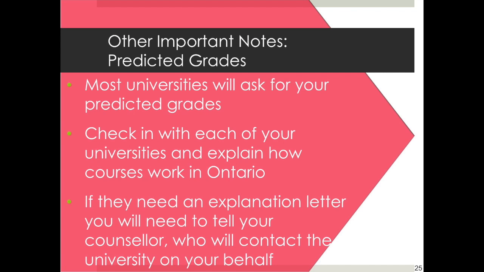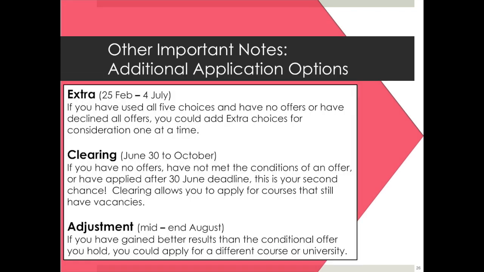So you can check in with each of your universities and explain how courses work in Ontario. However, they're almost always going to need some kind of explanation letter. So tell your UPO counselor, and we will contact the university on your behalf. So usually we'll have to give them something in the way of predicted grades, but explain that the way that we do things here, it's just not really something that's easy to do.